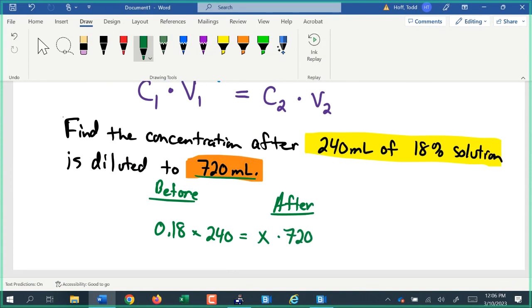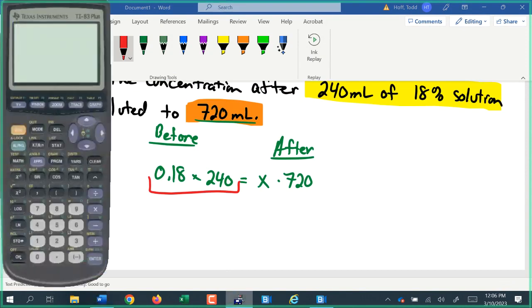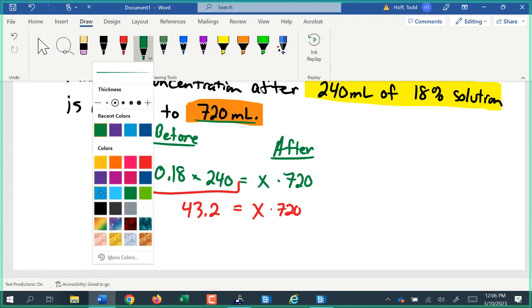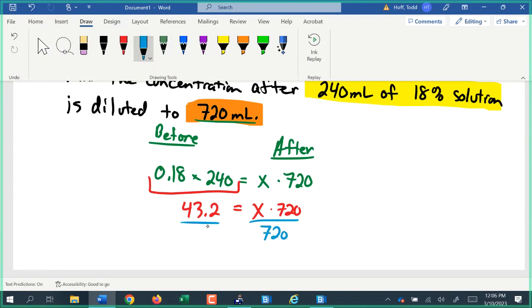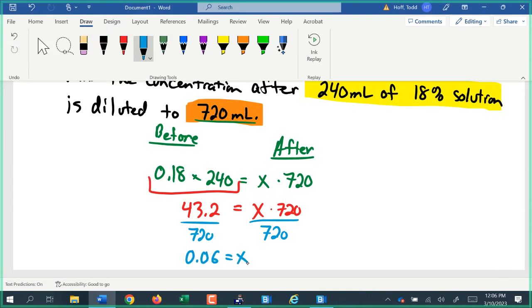Now, I left the milliliters out just to avoid complicating the formula. And we multiply 0.18 times 240, which gives us 43.2, equals X times 720. And then we have to divide by the 720 to get X. So 43.2 divided by 720 gives us 0.06. So X equals 0.06 or 6%. The new solution will be a 6% concentration.